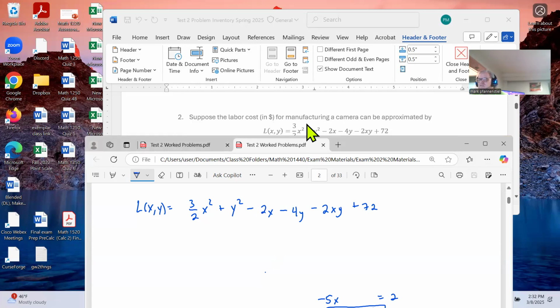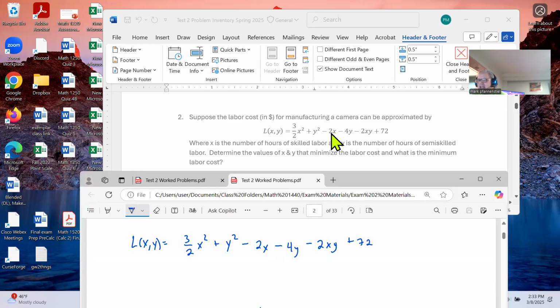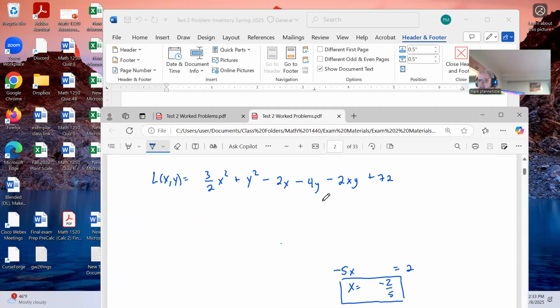Suppose the cost of manufacturing a camera is approximated by L of x, y equals 3/2 x squared plus y squared minus 2x minus 4y minus 2xy plus 72. We'll figure out what's going on with this. X is the number of skilled labor hours, Y is the number of hours of semi-skilled labor, and we're going to try to figure out x and y such that we minimize the labor cost. Let's go ahead and get rid of some of this stuff.